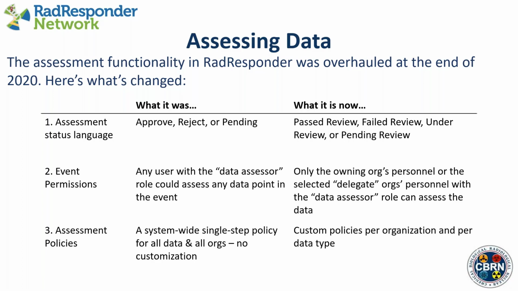Previously, for event permissions, if anyone had the data assessor role, you could assess any data point on an event that you were on. Now, only the owning organization's personnel or the selected delegate organization's personnel with the data assessor role can assess the data. I'll show you how you can identify another organization as a delegate so they can assess your organization's data.